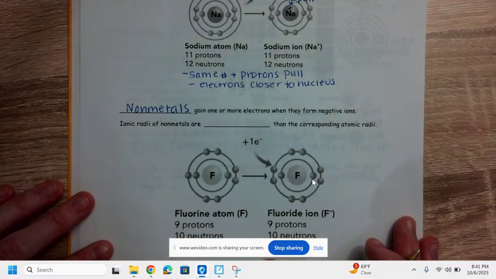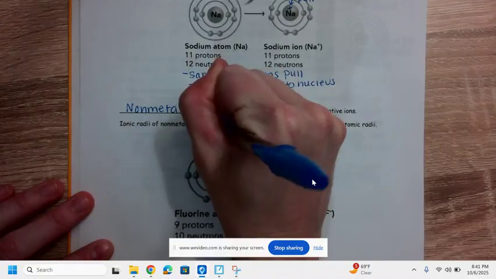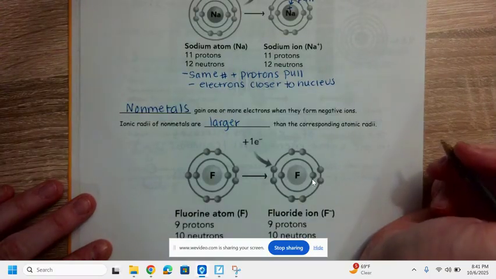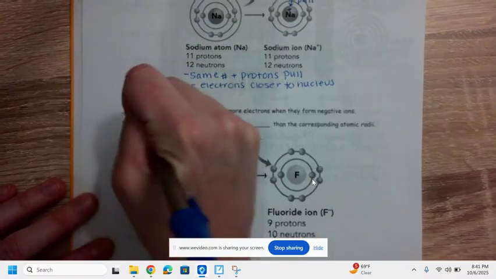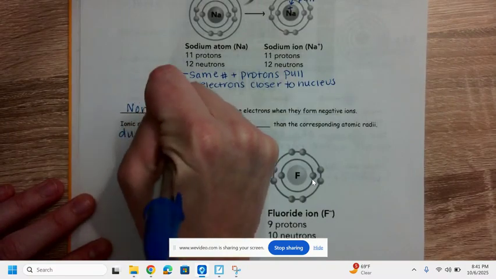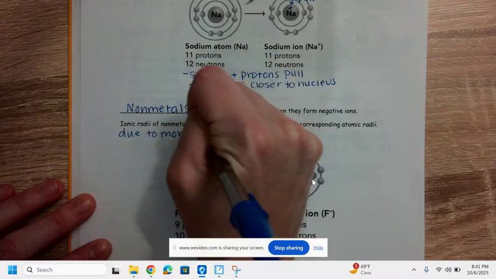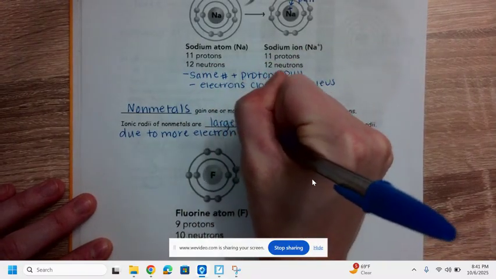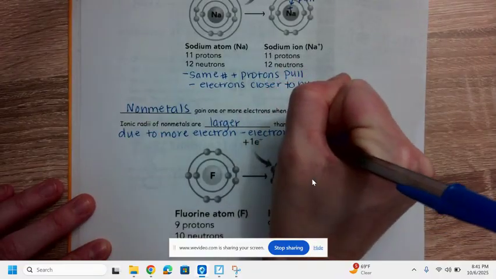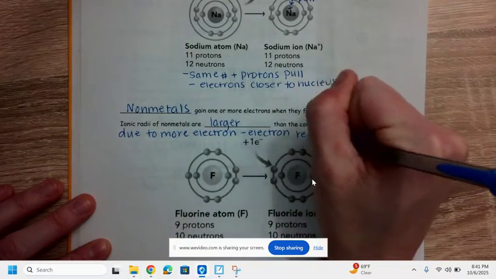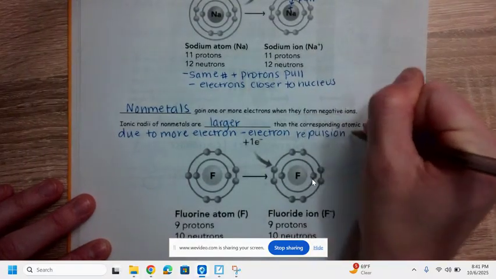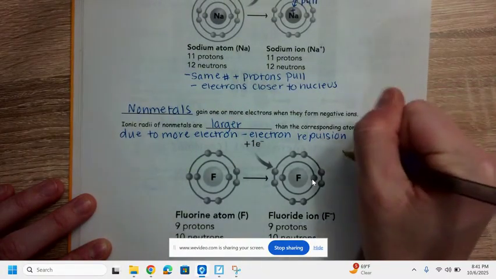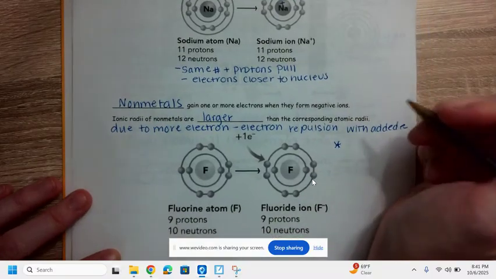The ionic radii of nonmetals are larger, think about they're gaining something, than the corresponding atomic radii. And this is due to more electron-electron repulsion. Remember, opposites attract, like charges repel. So if you have more electrons, they're going to repel each other with added electrons. The key that you want to remember here is that weight analogy will help you.